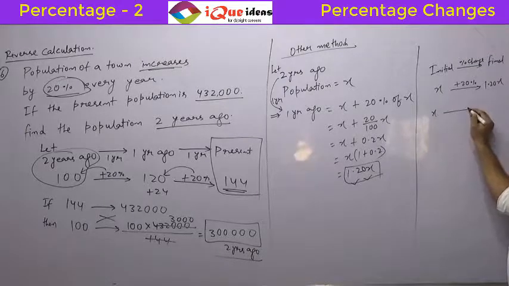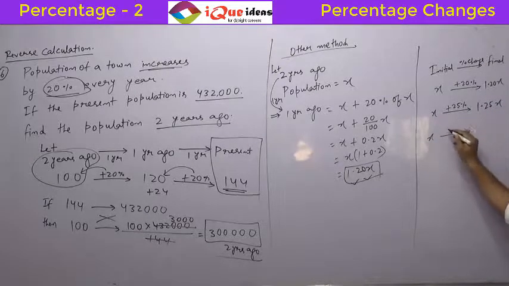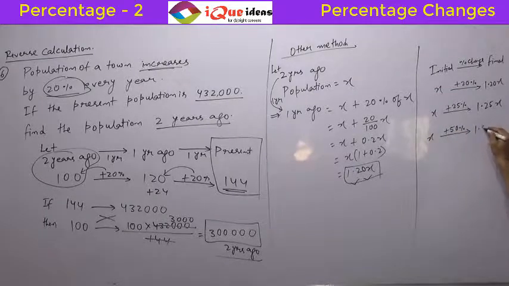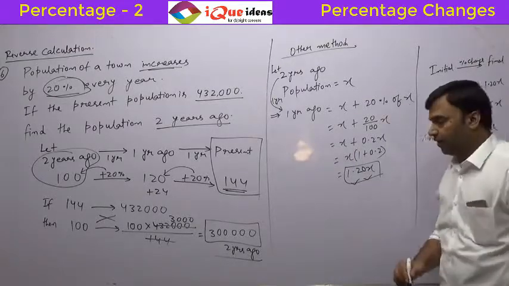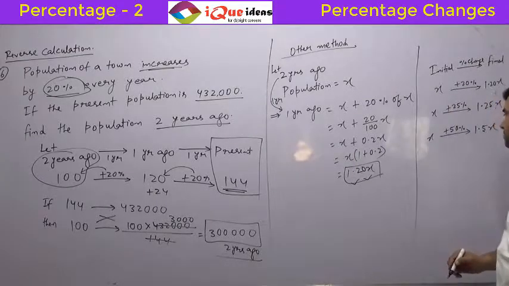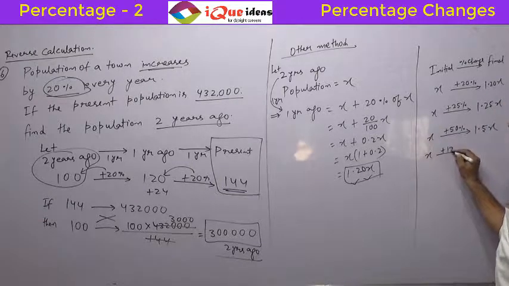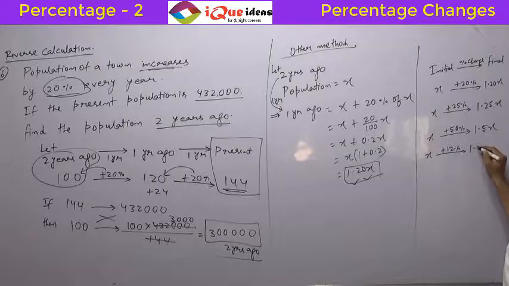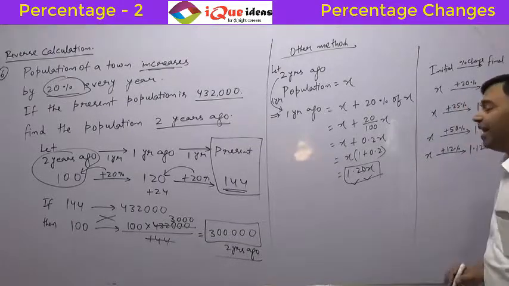Suppose the initial value is X and it increases by 25%. What will happen? 1.25X. Suppose there is a value X and it increases by 50%. What will be the new value? The new value will be 1.5X. You can directly apply these things. This will be really helpful for faster calculation. Suppose something increases by 12%. What will happen? It will be written as 1.12X.